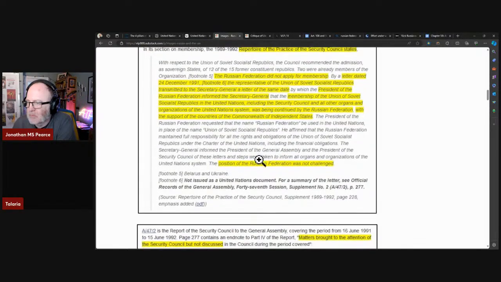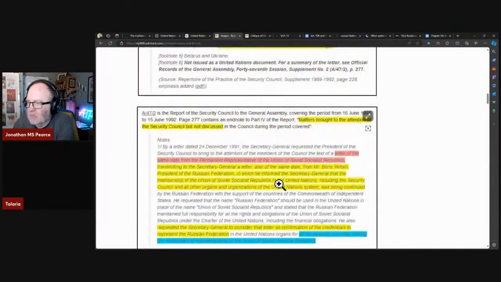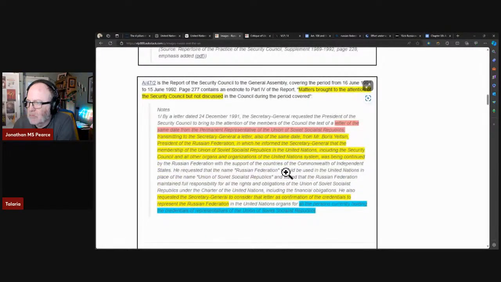Okay, then we scroll down to the next bit. Matters brought to the attention of the Security Council. This is page 2, because I've screenshotted that page. But the link to the web archive is in that Substack. So, hang on. Oh, yeah. I mean, it has never been responded to. It's never been continued. All that's happened is that nobody said anything.